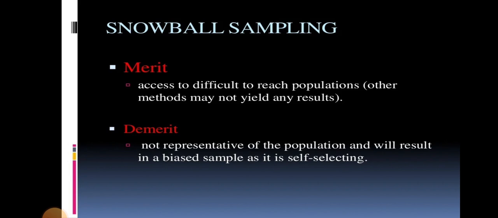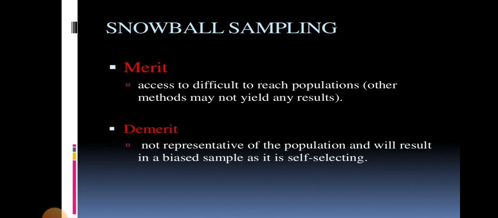Now what are the merits and demerits of snowball sampling? In merits, access to difficult to reach population. Other methods may not yield any results. Here it is very difficult to reach because some of the people don't want to be exposed, or they don't want their privacy to be hampered. So these are the merits.